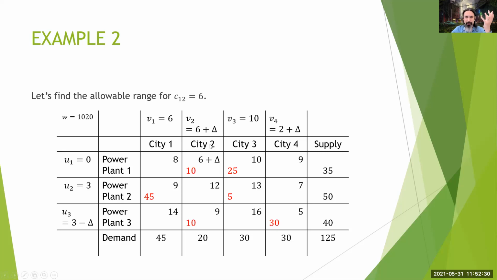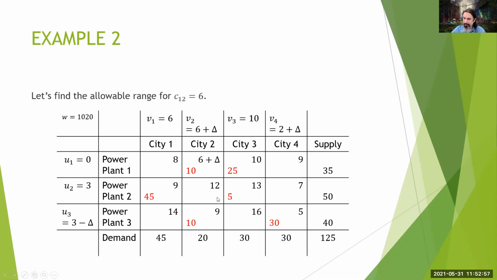Because if you remember from 10 minutes ago, all U and V values are calculated from the cost of the basic variable. So if I'm changing the cost of a basic variable, then my U and V values might change with it as well. So if this is delta over here, we start with 0, and this is the current basic variable on this row. So this is 6 plus delta, so this V value should become 6 plus delta as well.